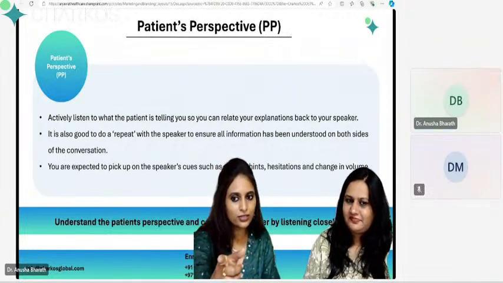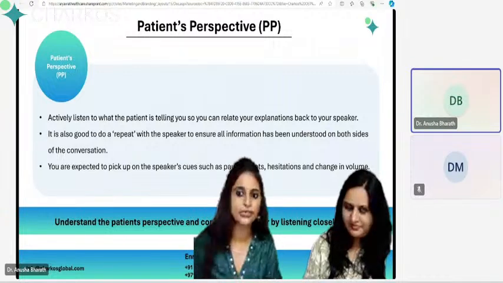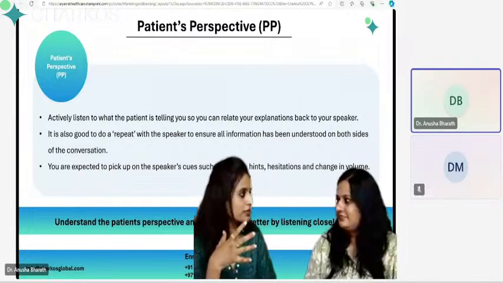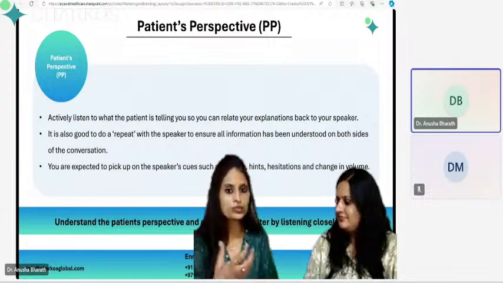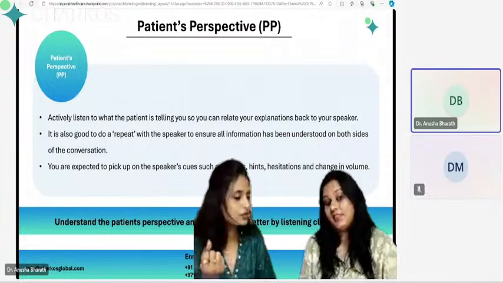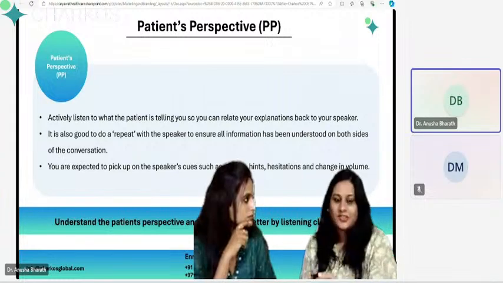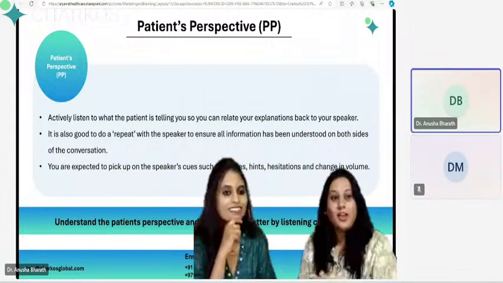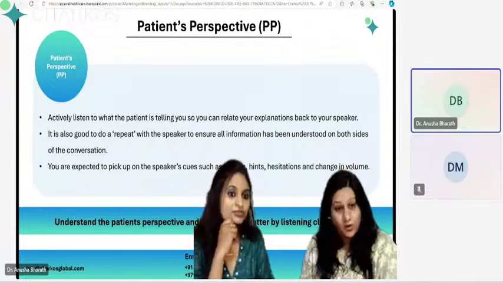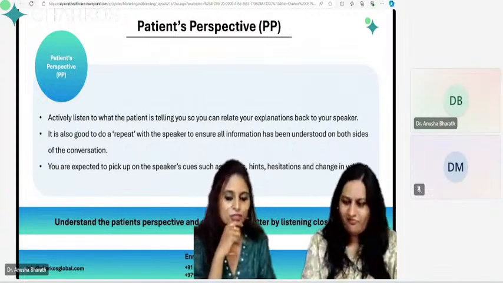And as you see here in the last point, we have stated that you're expected to pick up on the speaker's cues such as pauses, hints, hesitations, change in volume. Because not all the time, as soon as you ask them how they are, are they going to openly say, well, I'm not feeling so good today. Few patients would never stop talking. Few patients, you can expect them to say nothing but, I'm fine. I'm not fine. So you should be able to balance.